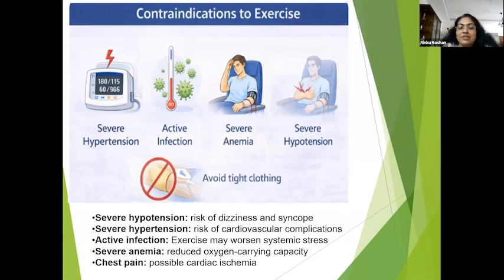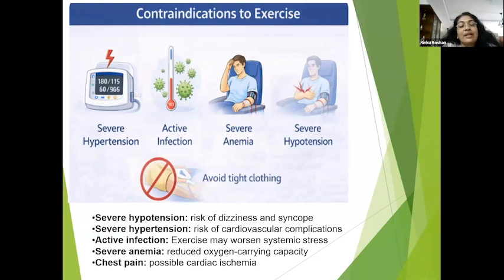These are the contraindications. While doing the exercises, or before giving any exercises, we will first be monitoring. In case there is any severe hypertension, just imagine, you know that one of the functions of the kidney is to manage the BP also. So if there is severe hypertension, we are not supposed to continue with the exercises. At that time, rest is the best.